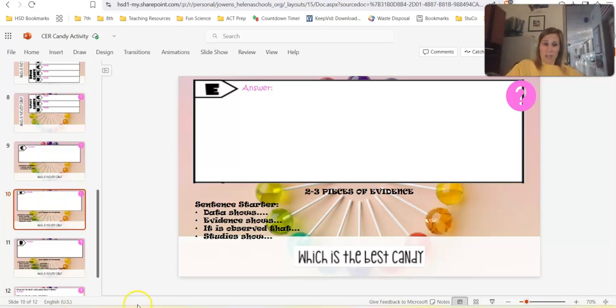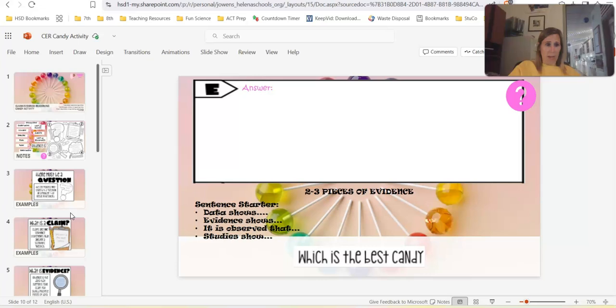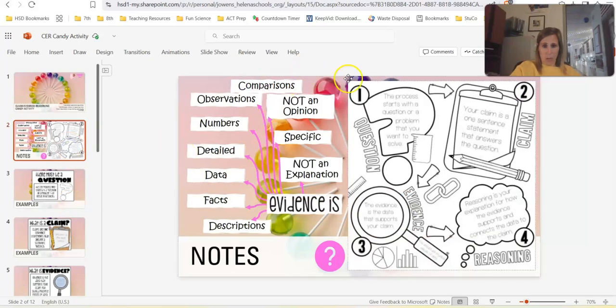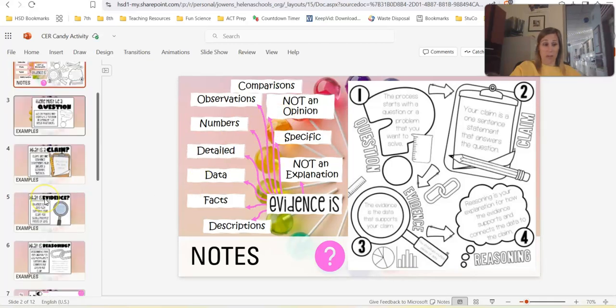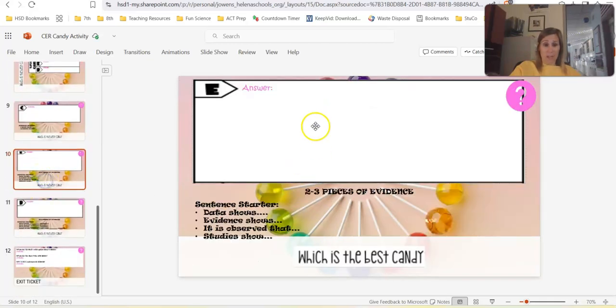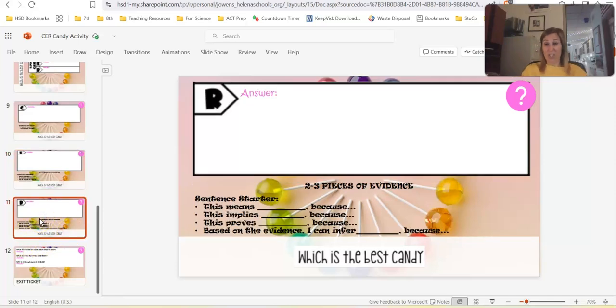Okay, so here's some sentence starters. Data shows, evidence shows, it is observed that, studies show. Again, if you guys are confused, go back to your notes page and look at what evidence is and make sure your 2 to 3 pieces of evidence meet those criteria. Okay, so again, you need 2 to 3 pieces of evidence here. And then your reasoning, you guys should address each piece of evidence in your reasoning. How does each of your 2 to 3 pieces of evidence tie back into your claim?